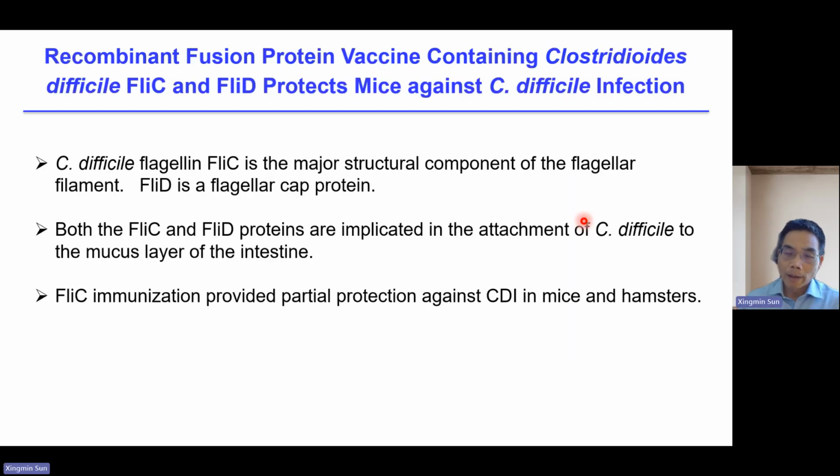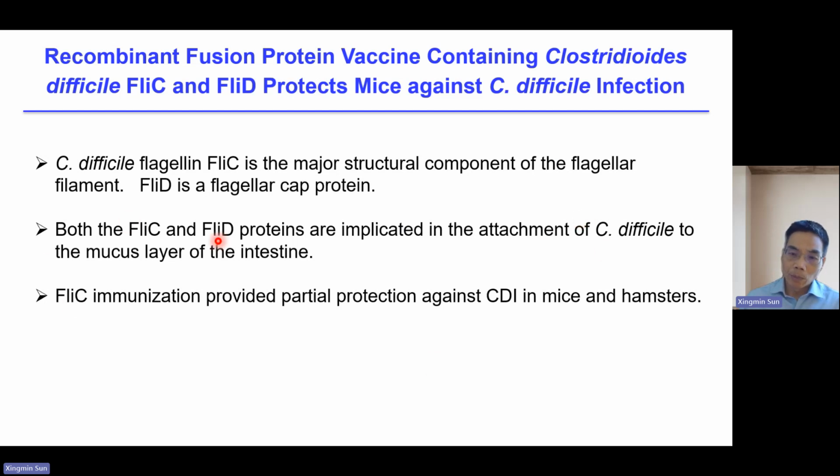So in the lab, we tried to develop vaccines targeting C. difficile colonization. We reasoned that a recombinant fusion protein containing the C. difficile flagellin protein FliC and the cap protein FliD would be an effective vaccine candidate against C. difficile infection.